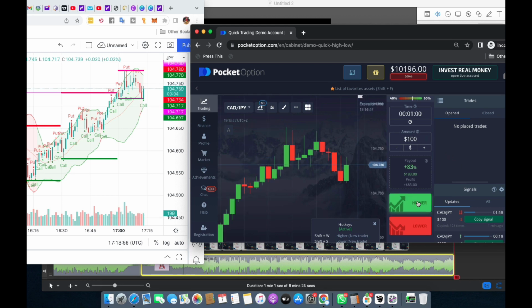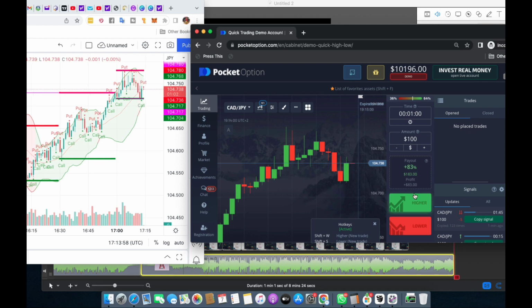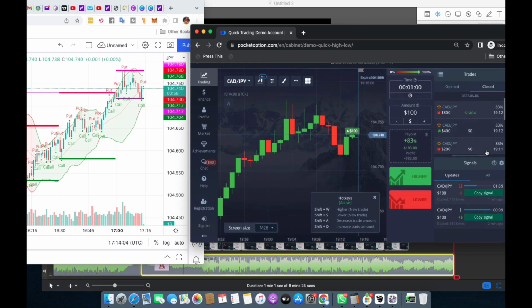Okay, now let's get ready for the next one. This is a call indicator right here, so start. Let's look at our closed trades. So, quite good.